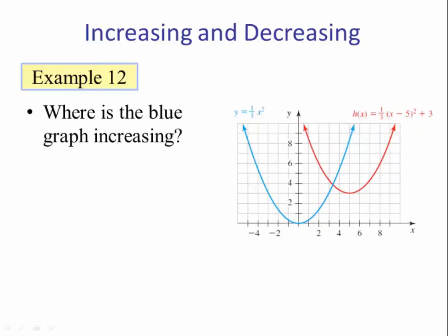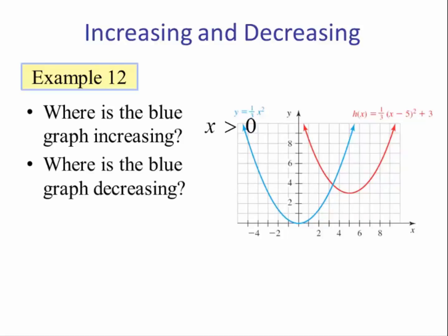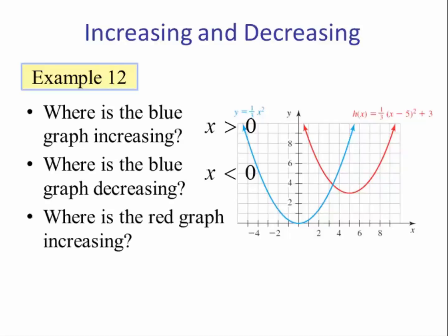Now we could write this in set notation. I'm going to write it as an inequality and answer the question. We would say x is greater than 0. Where is the blue graph decreasing? That would be to the left of 0. So we would say as x is less than 0, this function's decreasing. Where is the red graph increasing?